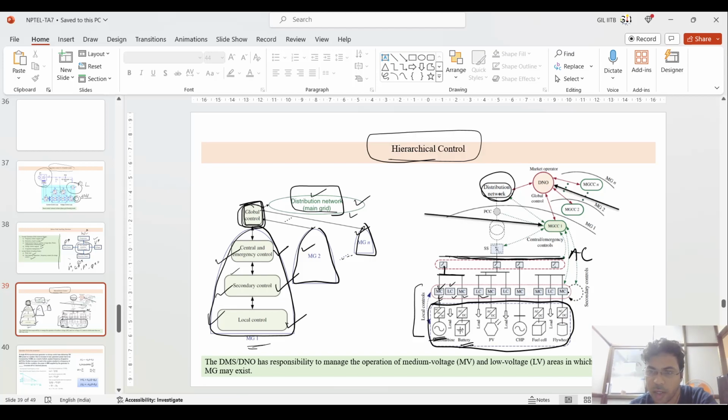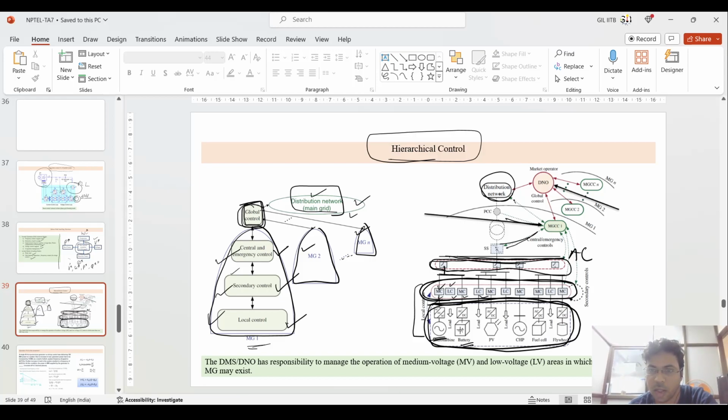If you see that, this is the CB, that is point of common coupling, and this is connected to AC bus bar. This is the secondary control, and the lower portion is the primary control, which takes the input from this secondary control itself. And then you have a third part, that is the central and emergency control.